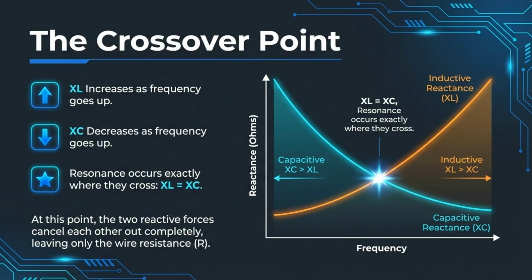The crossover point is where resonance occurs, exactly when inductive reactance, XL, equals capacitive reactance, XC. At this point, these reactive forces cancel each other out completely, leaving only the wire resistance.